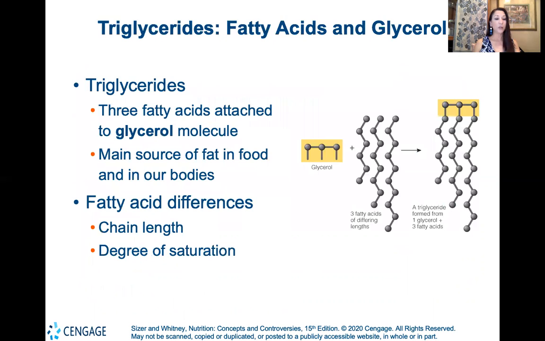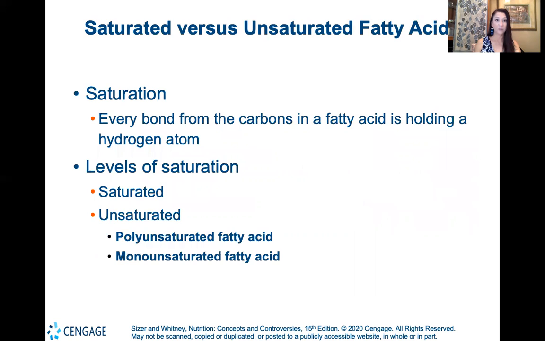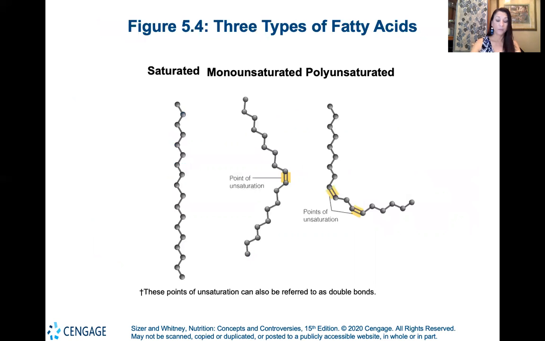Now let's talk about triglycerides, the main form of fat in food and in our bodies. They vary in chain length and in saturation. The level of saturation means that all of the bonds are filled with hydrogen. If they are unsaturated, there is either one or more points in the chain that is not saturated with hydrogen. Here's an illustration to show this.